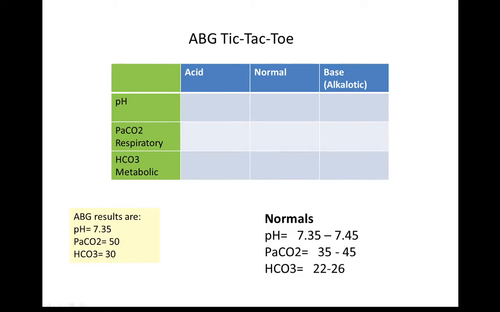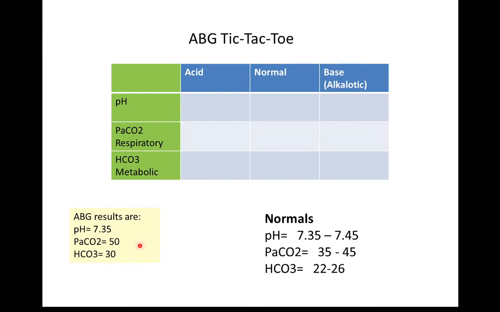And in our final example, we have a pH of 7.35. So again, this is acidic, but it's actually in the normal range, but on the acidic side. You can write your 7.35 in this column, but I would make an arrow toward acidic to remind you that it is on the acidic side of normal.